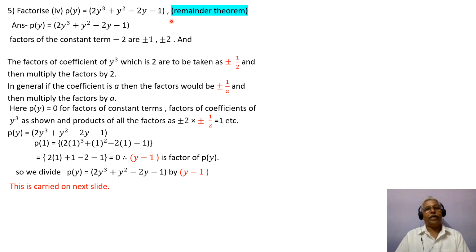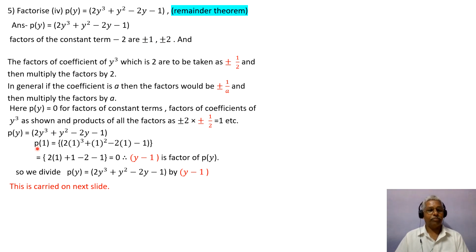Now the same polynomial by the remainder method. I am trying to solve all these problems by all the methods so that you are acquainted with all these methods. Now the remainder theorem. So P(y), write all this. For this we need at least one factor so that we can divide by that and find the other. So I'm taking this as it is. The factors of the constant term minus 2 are plus minus 1 and plus minus 2, we have seen this. And substitute plus 1, minus 1, plus 2, minus 2.